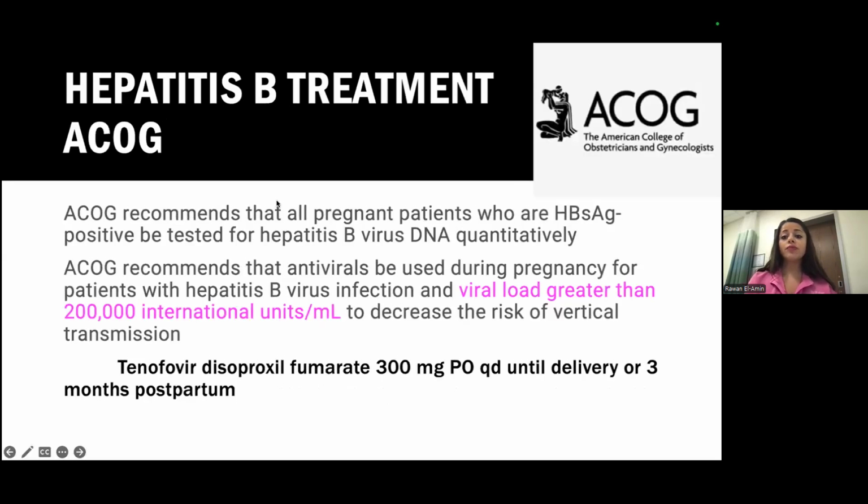If a patient tests positive for hepatitis B, then we have to check the other blood work for hepatitis. ACOG recommends we start antiviral therapy if their viral load is greater than 200,000 to decrease the risk of vertical transmission. That would be with tenofovir, 300 milligrams daily until delivery or up to 3 months postpartum. This is very rare. I've maybe only seen one throughout my career here. So hopefully the risk is not as high here, but we have not seen that many of it here in Morgantown.